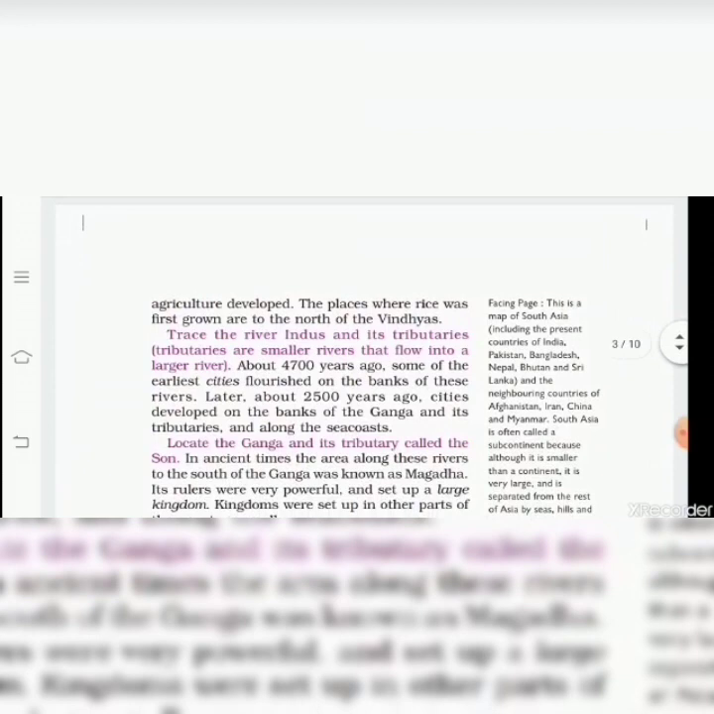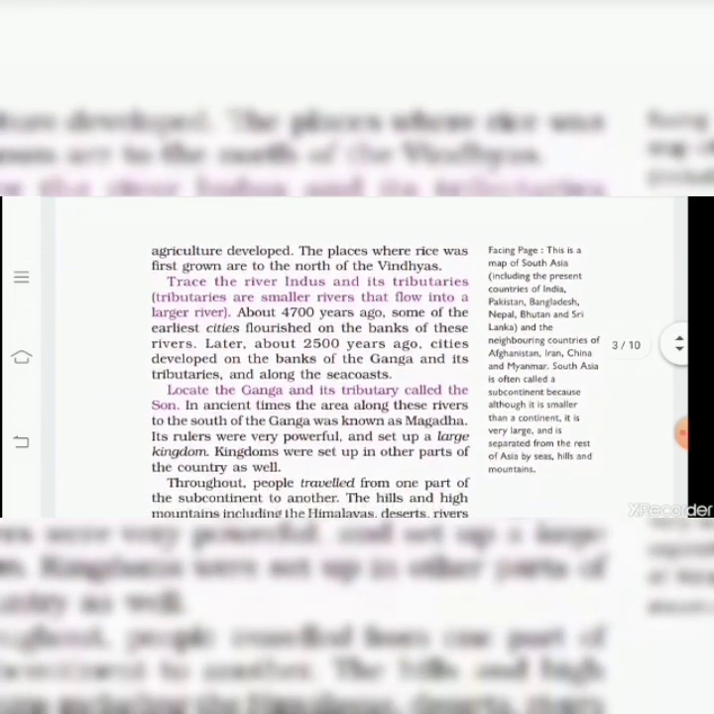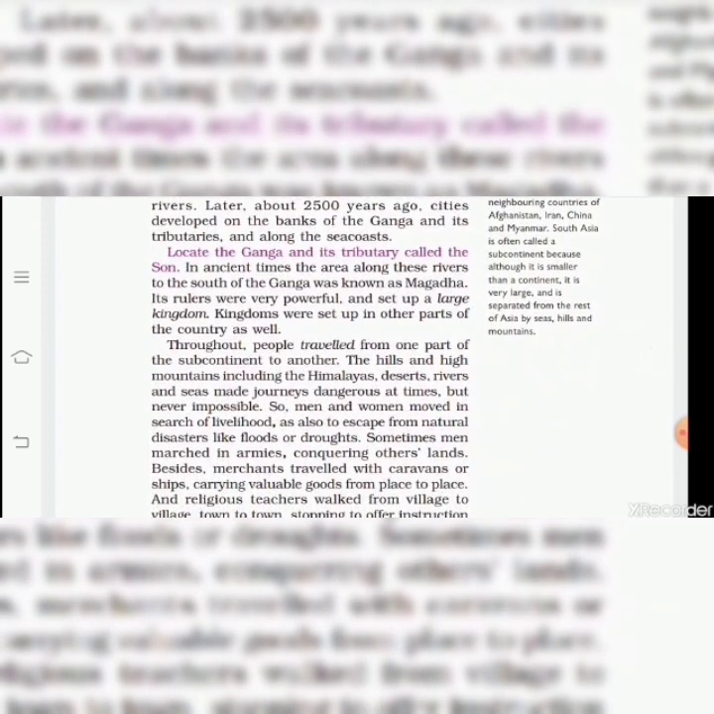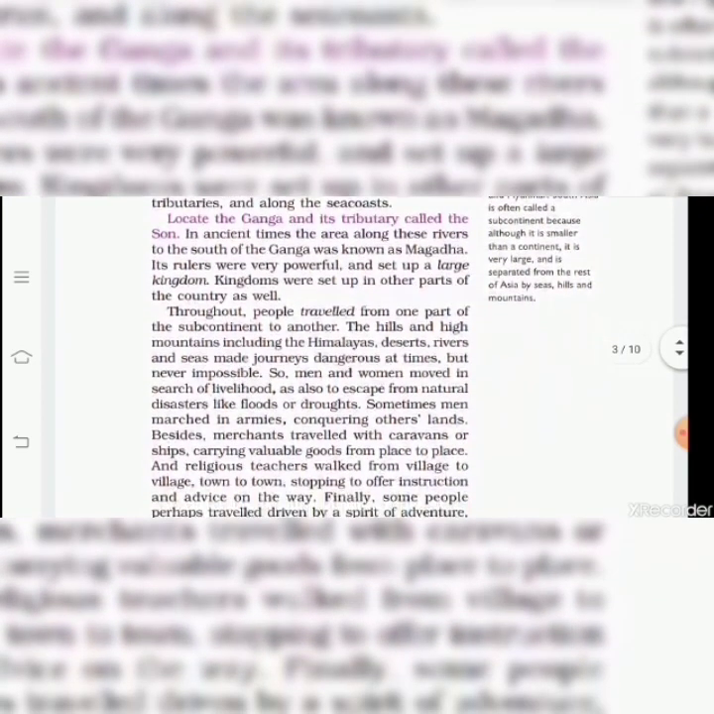The places where rice was first grown are to the north of the Vindhyas, and this area also has a water body. Next, about 4700 years ago, some of the earlier cities flourished on the banks of these rivers. We know the reason why the cities flourished near the banks of rivers. Cities developed on the banks of the Ganga and its tributaries and along the seacoast. Next, in ancient times, the area along the rivers to the south of the Ganga was known as Magadha. Rulers were very powerful and set up a large kingdom. Kingdoms were set up in other parts of the country as well.